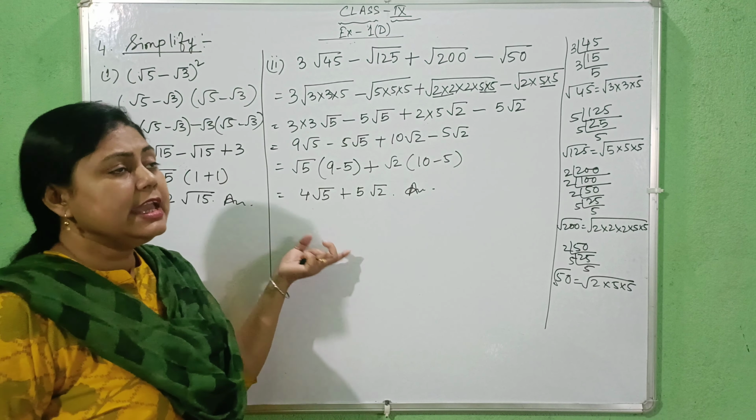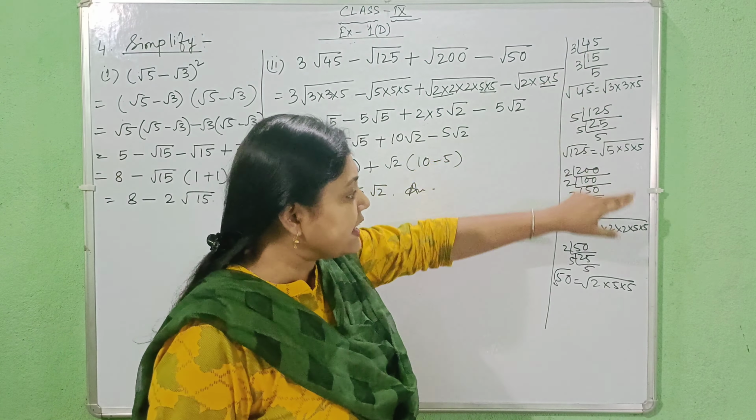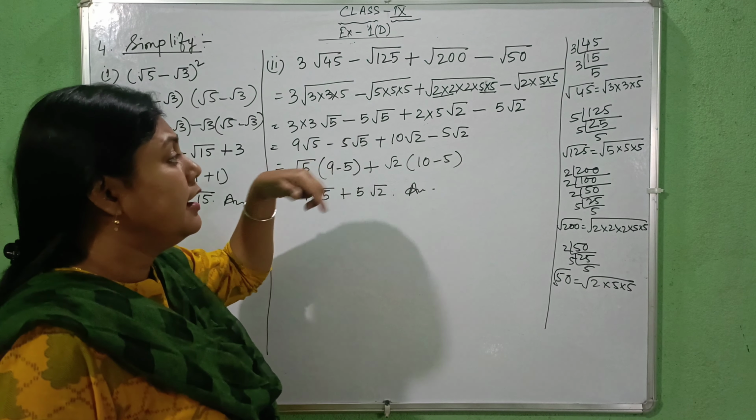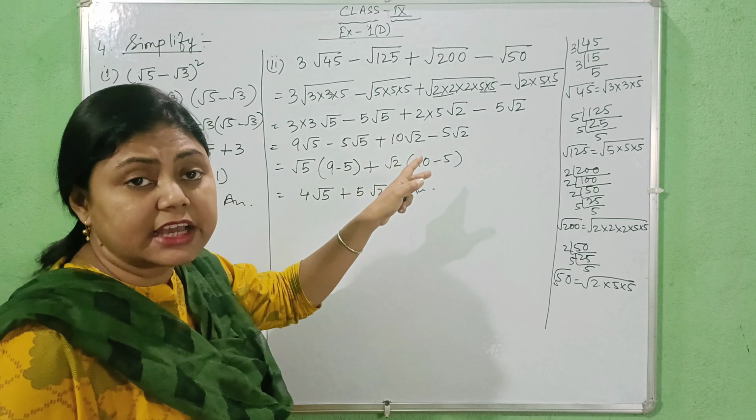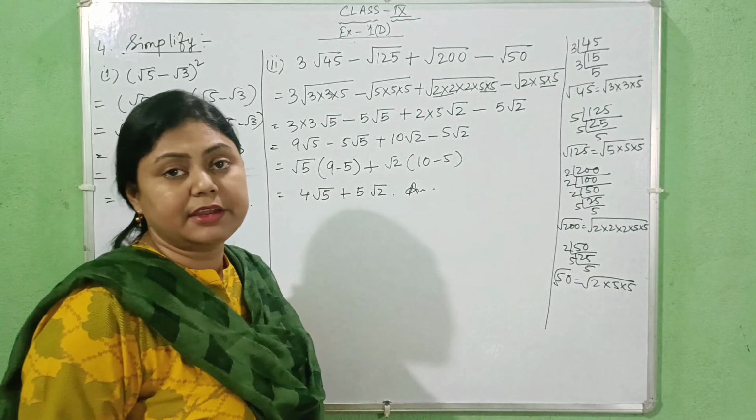So this way, if you analyze the sum and you factorize them, then it will be very easy to get the rational number and irrational number separately, and you can easily solve it, you can easily simplify it.